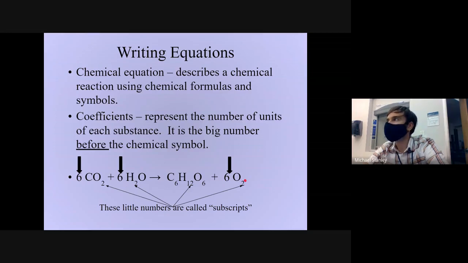The highest you can go with the number? Not necessarily. You can go even higher if you make a really, really big molecule.